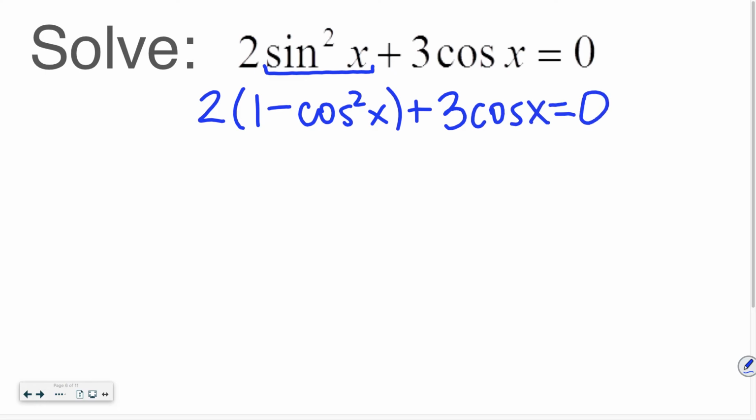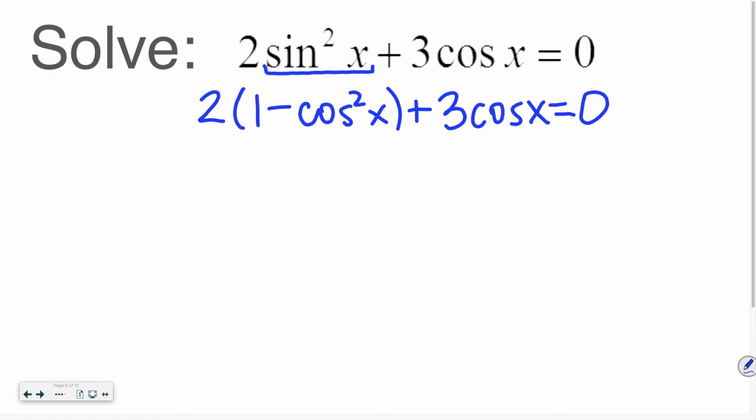Okay, why would that be helpful? Well, now I have an equation where every single trig function is a cosine of x, as opposed to a mixture of 2 different trig functions. Okay? Now we have all the same trig function. Now I know that one's squared and one is not, but this is where our factoring abilities are going to have to come in. Okay?